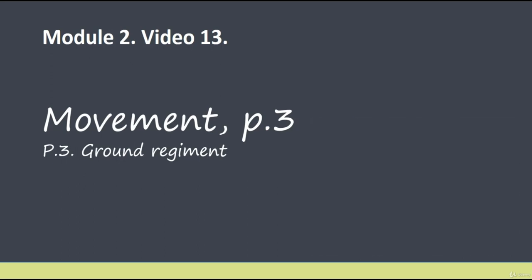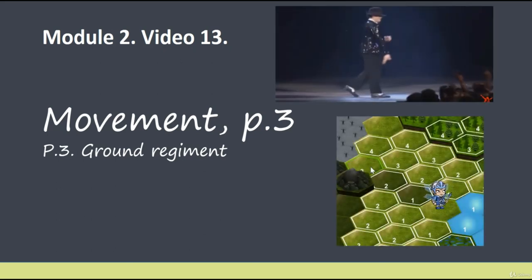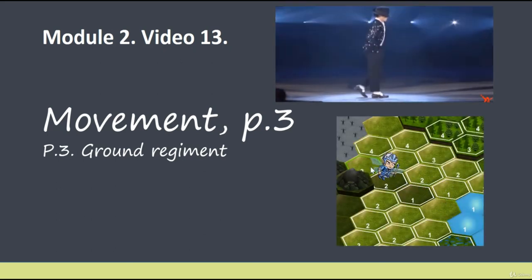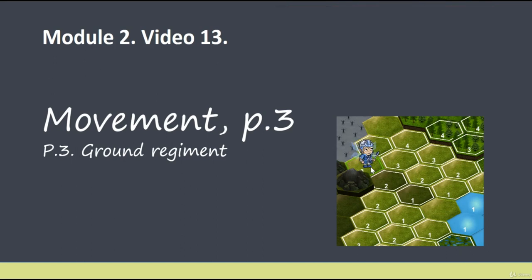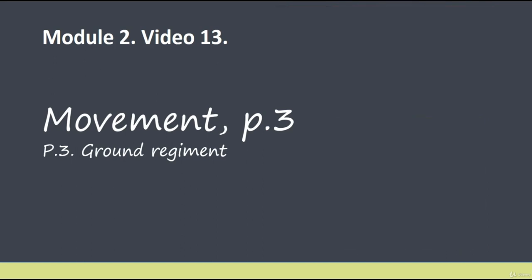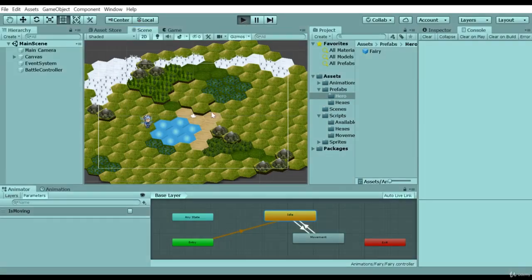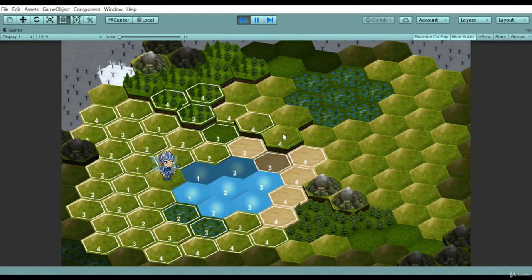Now a hero is looking in one direction only, and if I click on a hex which is in the opposite direction, then a hero performs a moonwalk. It would look great if we were dancing in a disco, but I doubt a player will appreciate our dances. Let's get started. Let me press the play button and select a target hex.